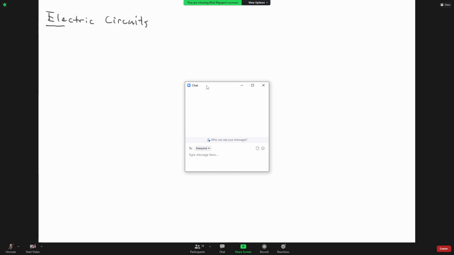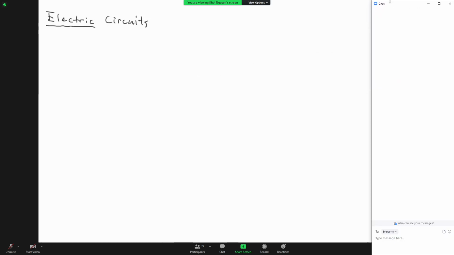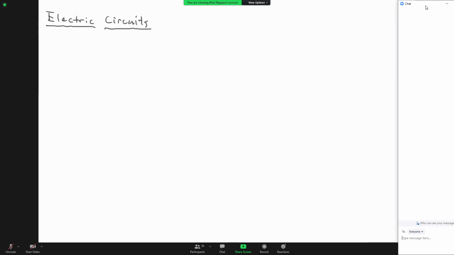So today we're going to talk about electric circuits. So let's get started. Electric circuits. There are 7 things we need to know about electric circuits before we start doing circuit analysis. The first thing we need to know about electric circuits is electric current.